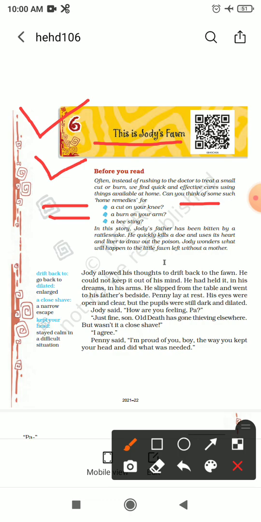In this story, Jody's father has been bitten by a rattlesnake. He quickly kills a doe and uses its heart and liver to draw out the poison. Jody wonders what will happen to the little fawn left without a mother.